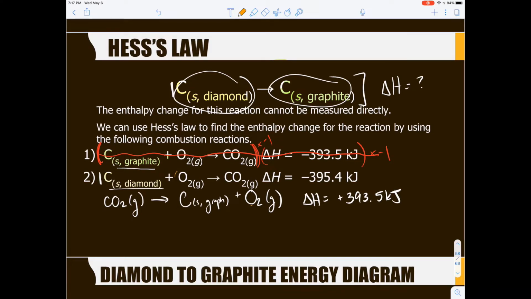Okay, so you guys notice that O2 is a reactant here and it's a product here. So we're going to cross it off because it's like if you have X on both sides of a mathematical equation, they cancel. We also see that CO2 is a product here and CO2 is a reactant here, so they cancel. So what you're left with, if you add these two reactions together and the CO2 and the O2 both cancel, is diamond goes to graphite, which is the exact same as the target equation that we were given.